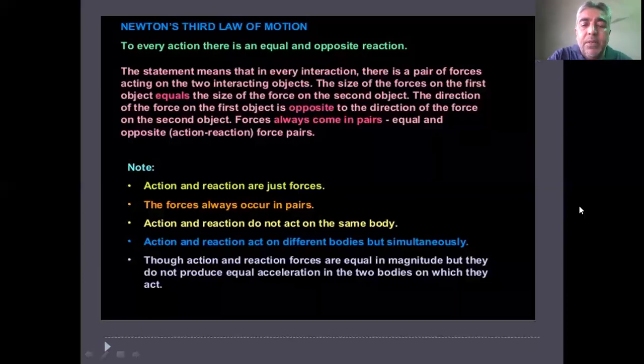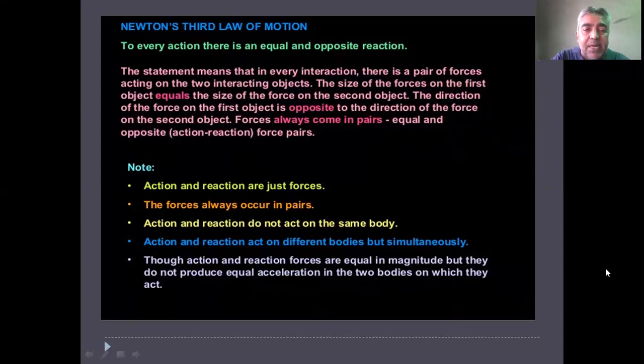So students, today we start the topic that is Newton's third law of motion, and we have completed up to Newton's second law of motion. So today we start Newton's third law. The statement of Newton's third law of motion is that to every action, there is an equal and opposite reaction.